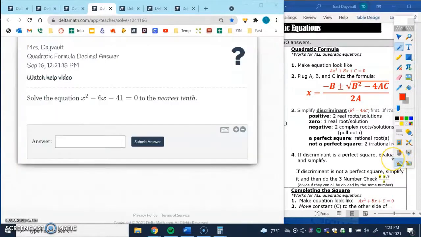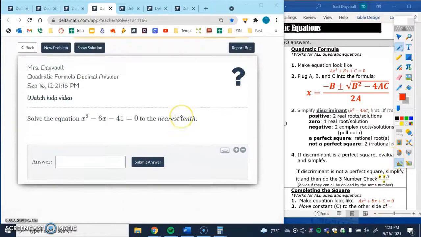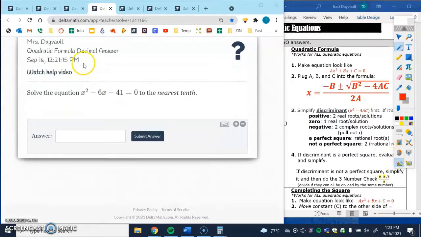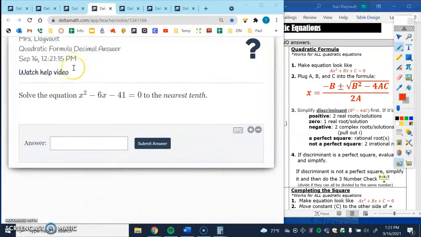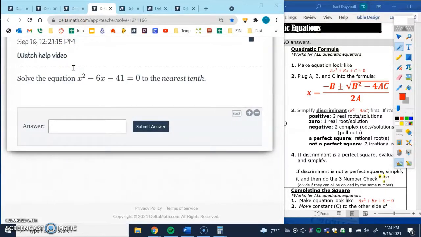worry about any rounding. So let's do one now where we leave it as a decimal. Instead of leaving it like that, all that craziness, we're going to figure out what the decimal is. First step, make it look like ax squared plus bx plus c equals 0. Done. Easy. Got it.